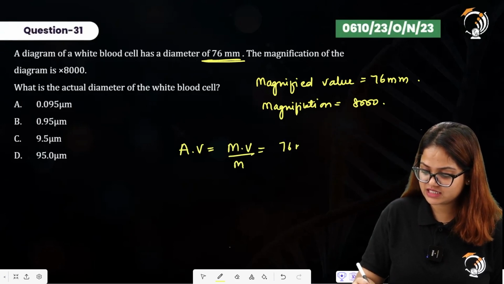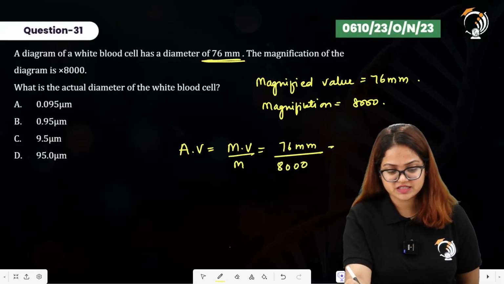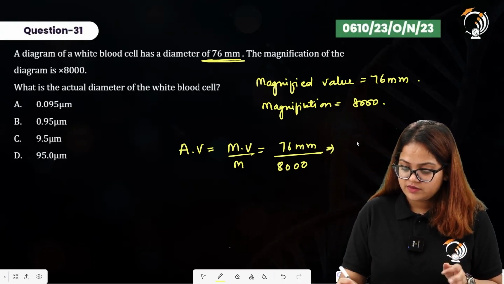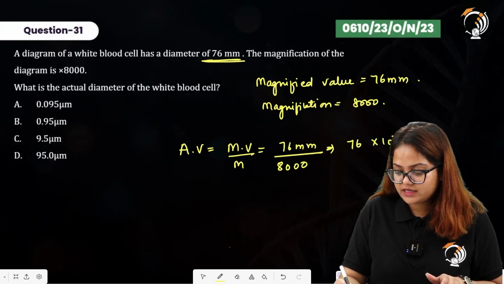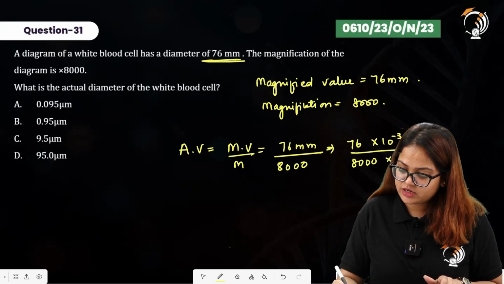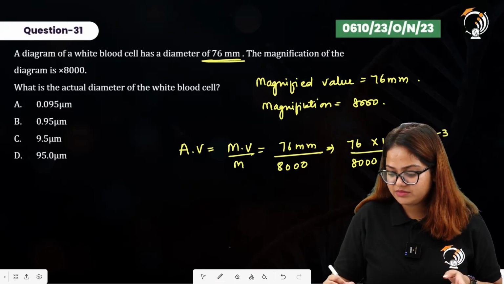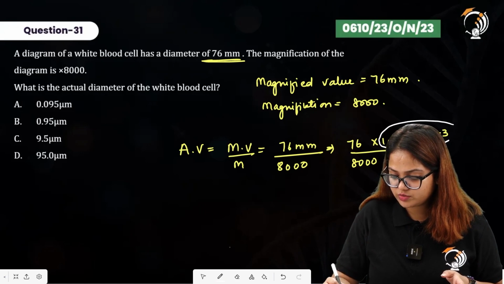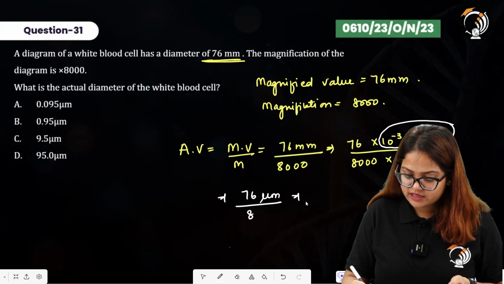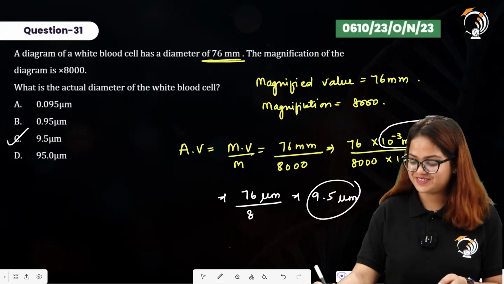That comes out to be 76 millimeter divided by 8000. Again you have to convert the units here since the answer is in micrometer. So we have 76 into 10 to power minus 3 meter into 10 to power minus 3, and we have 8000 into 10 to power minus 3. So I have just done the same thing in one step here. So this comes out to be micrometer. 76 micrometer divided by 8 comes out to be 9.5 micrometer. I hope this is understood. Option C is the right answer.